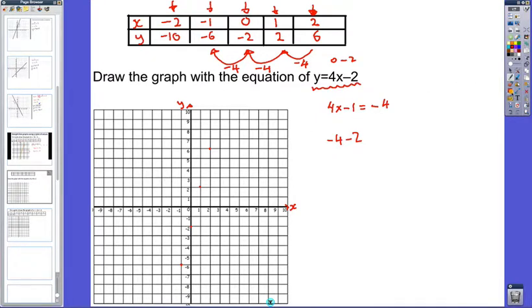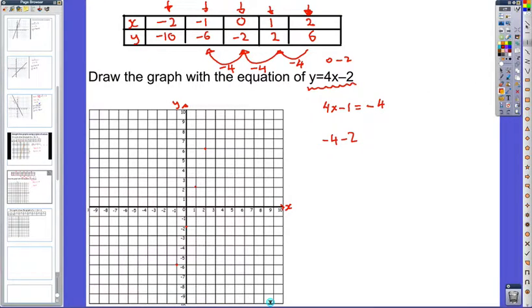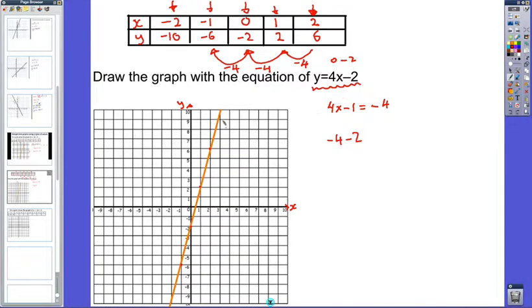So we can start to draw our straight line using a pencil and ruler. And our straight line is going to look like this. That's going to go through all those points. Remember, extend it beyond the first and last coordinates because it's a straight line and it's infinite. And we're done. This is the straight line for this equation, y equals 4x minus 2.